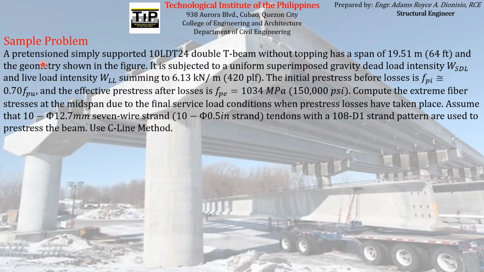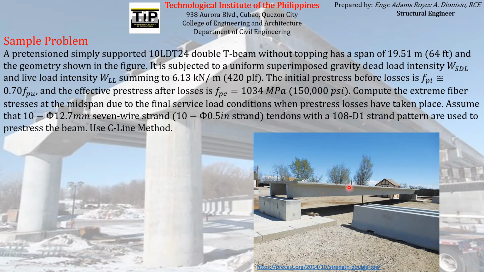So we have a pretension simply supported 10 LDT24 double T-beam without topping, which looks like this in actual, which has a span of 19.51 meters or 64 feet. So the length of the double T-beam is equal to 19.51 meters, and the geometry is shown in the figure. Later we will show the actual geometry of the cross section of the double T-beam.